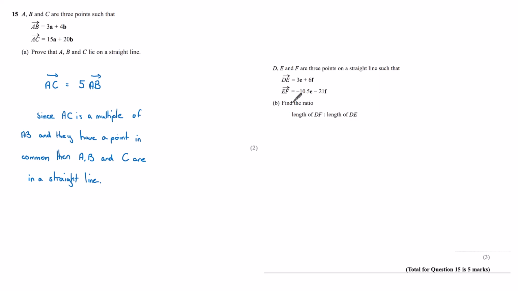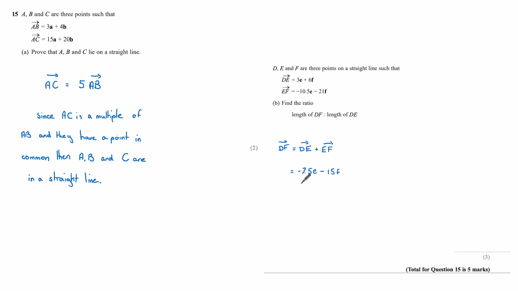Now, we do not have DF yet, but DF is the same as going from D to E and then E to F. So DF is the sum of DE plus EF. 3 minus 10.5e is minus 7.5e, and 6f minus 21f is minus 15f.